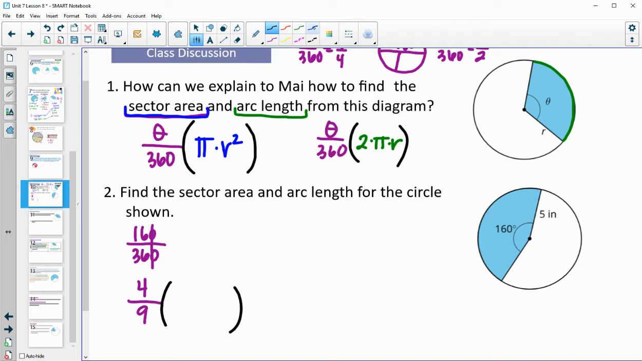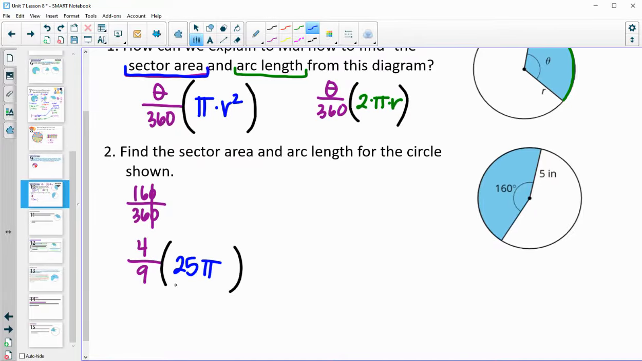So if we're looking for the sector area, then we want to put the total area in here. Area is pi times the radius squared. So the radius squared is 25 with a pi. So we'll multiply these together. And if you want to keep it in terms of pi, then we would multiply these fractions. So 4 times 25 is 100. 9 times 1 is 9. So we have 100 over 9 pi inches squared. And you could certainly use a calculator to come up with that decimal as well.